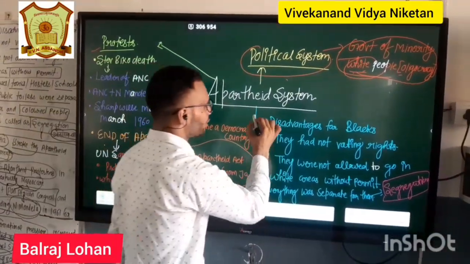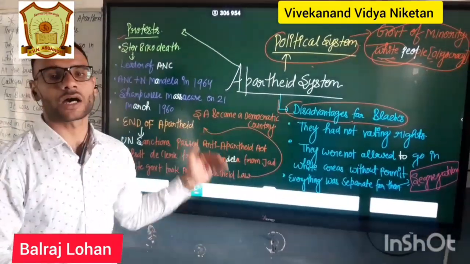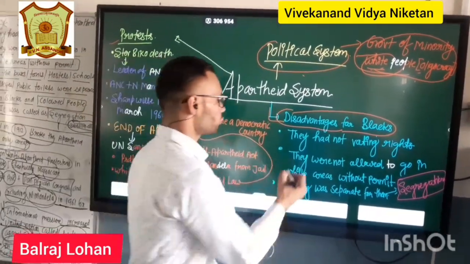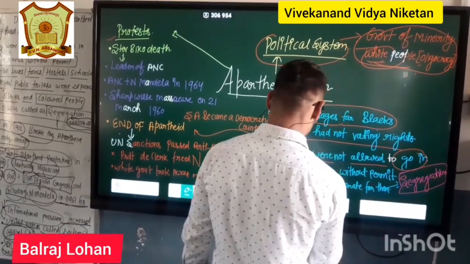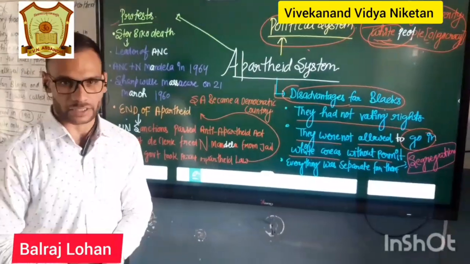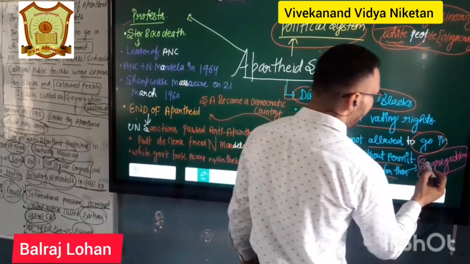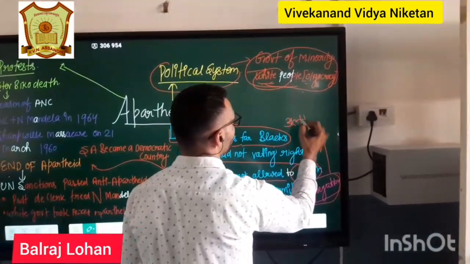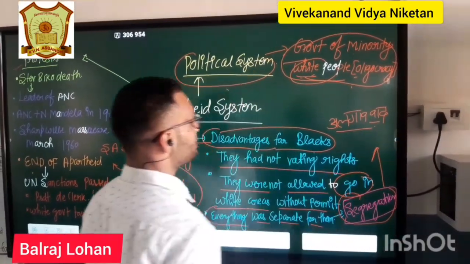Firstly, let's study the disadvantages for blacks, those people who were black. What were the disadvantages for black people living in South Africa? They had no voting rights. They were not allowed to go into white areas without permission, the areas where whites lived. Everything was separate for them, and it was called segregation.